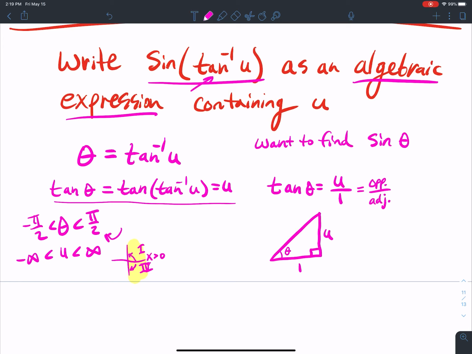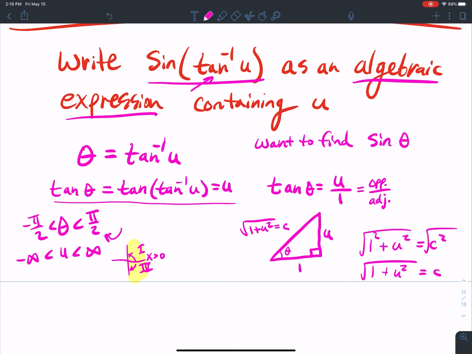Now I need to use trigonometry, the Pythagorean theorem, to get my hypotenuse. So the hypotenuse: a squared plus b squared equals c squared. So that's my c. To get this by itself, I take the square root. And so I have 1 plus u squared square rooted for my c. So this is the square root of 1 plus u squared.